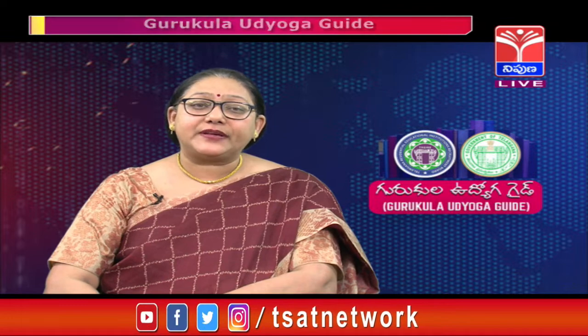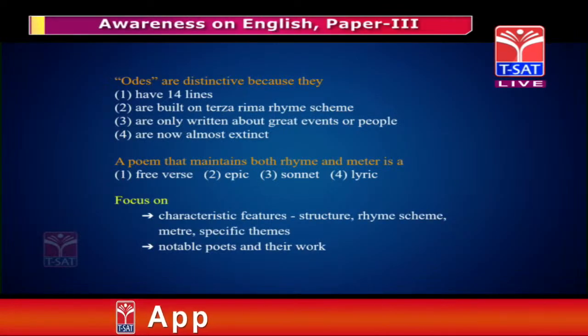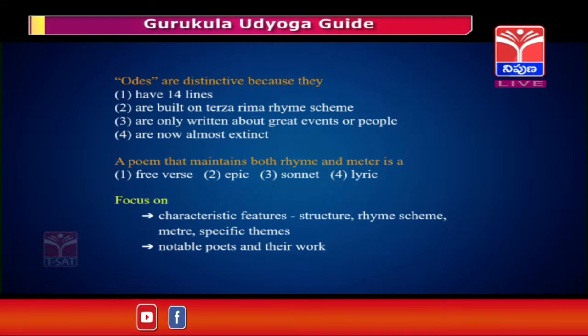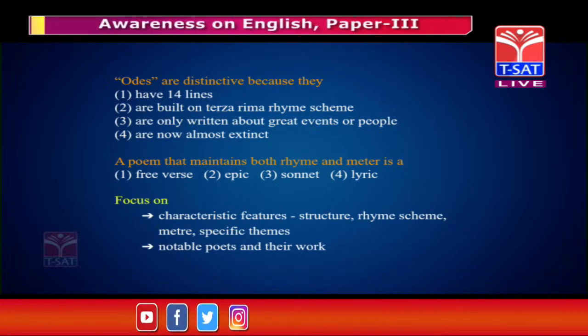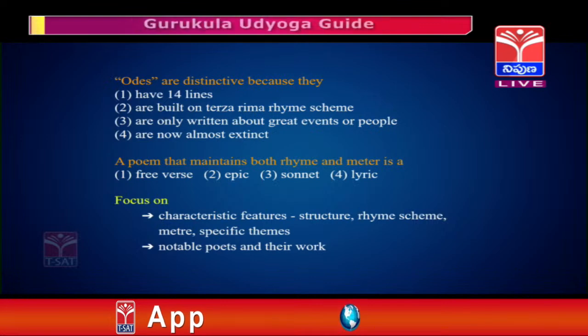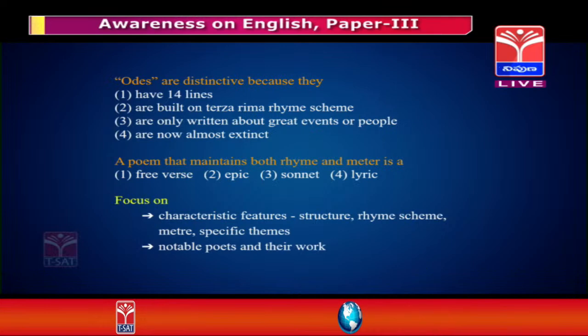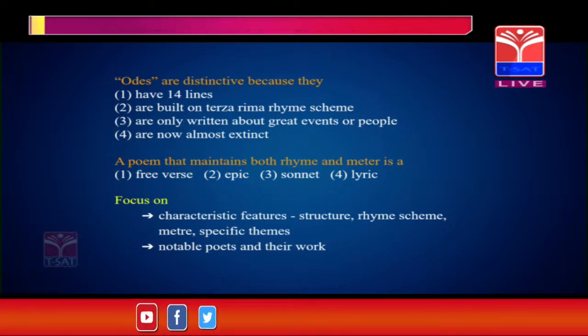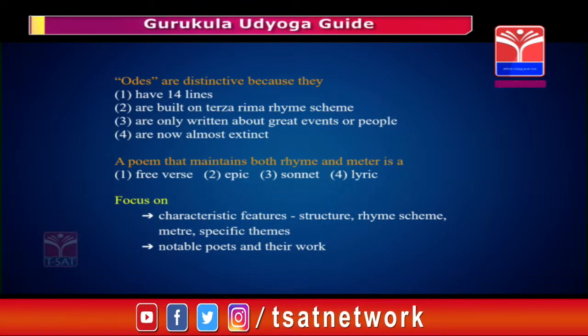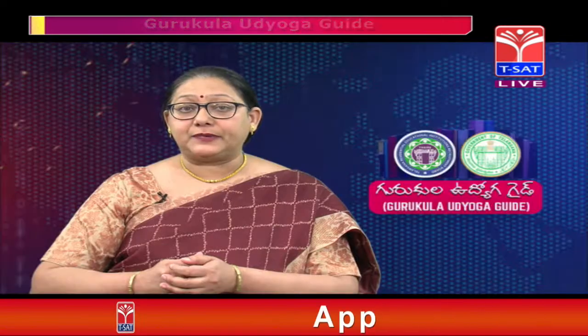These are some sample questions here. For example, you may be given a question which asks you, odes are distinctive because they what? Do they have 14 lines? Are they built on the terza rhyme scheme? Are they only written about great events or people? Are they now almost extinct? Now we have seen that odes are like a celebration. They are used in an exalted form of language. So here the correct answer is the third one, that they are written about great events or people.